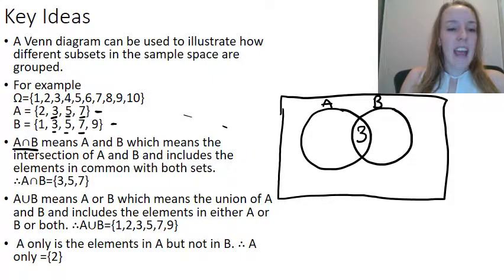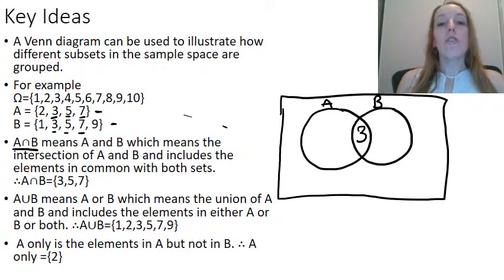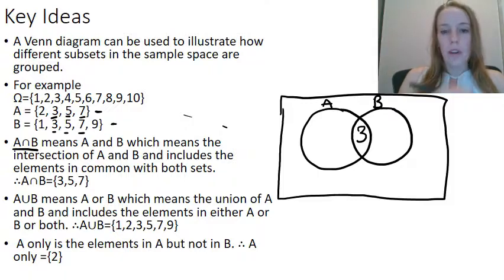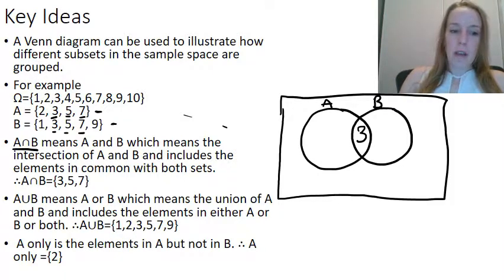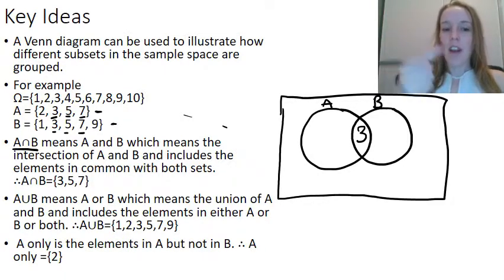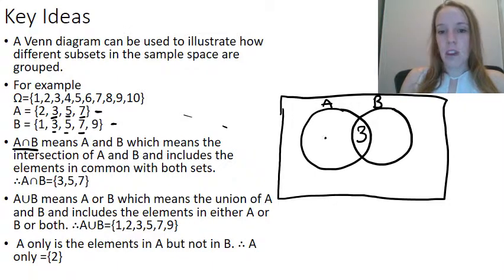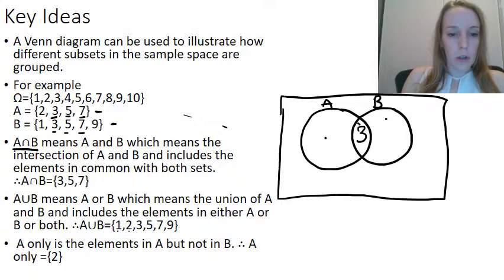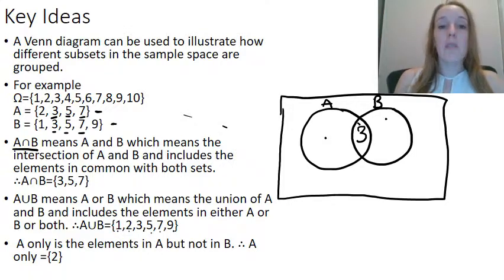Okay, so this A∪B means A or B, which means the union of A and B. So the union of A and B means all the elements which are either in A or B or both. So that's the total number that we found in this circle, in the intersection, or in B here. So you can see 1, 2, 3, 5, 7, and 9 are either in the subset A or the subset B. So that's a total of 1, 2, 3, 4, 5, 6 numbers that are found in both.